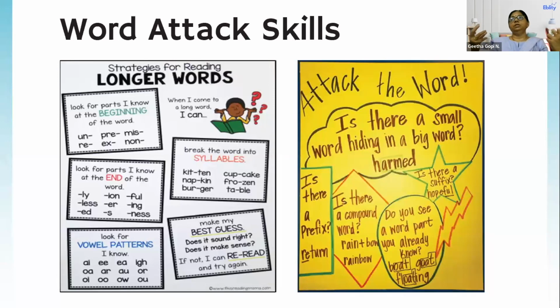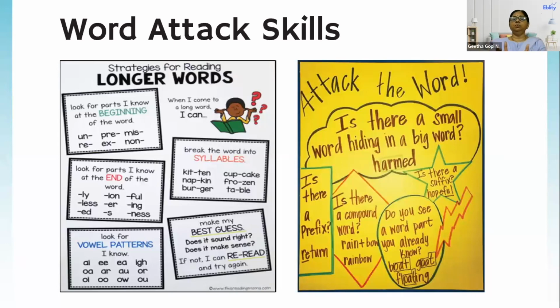Or if there are two word combinations, if it's a compound word, for example sandbox, sand is the first part of the word, box is the next. Get the children to break it up, say the first part of the word, then the next part, and then put it together. After doing these strategies, get them to read the word out, and then ask them to check: does it sound right? Does it make sense in that particular sentence? If it doesn't make sense or doesn't sound right, then go back and reread it again. So use these strategies and reread it. This is how we help children to read longer words.